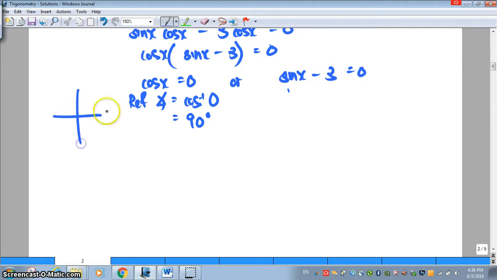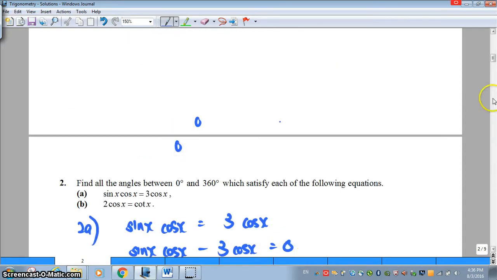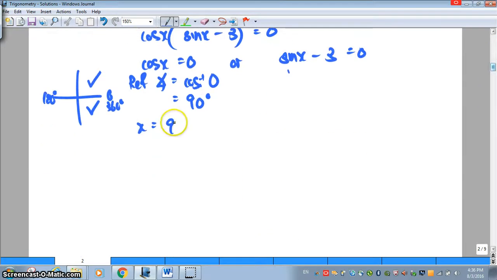So if, let's say, cosine is positive, which quadrant does it lie in? It must be the first as well as the last quadrant in this case. So if it lies in the first quadrant, it must be 0 plus the reference angle, which is 90. If it's in the last quadrant, it will be 360 minus the reference angle. In this case, it will be 270. Once we are done with cosine x, let's move on to the other one.